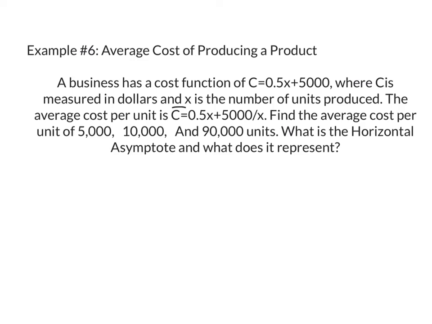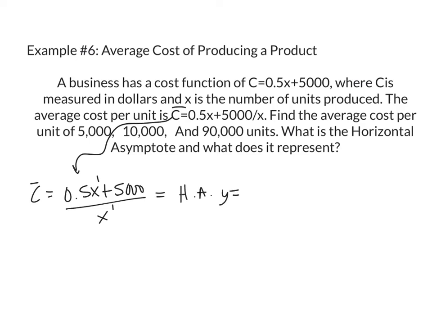So let's first start with the horizontal asymptote. I need to change this around because it looks funny, but this function here, C bar, where the bar on top just stands for average, so it's the average cost, is 0.5x plus 5,000 over x. Since I'm looking for the horizontal asymptote, I would look for the powers of my variable. They're the same, so then I would focus on their coefficients. As a fraction, the horizontal asymptote would be y equals 0.5.